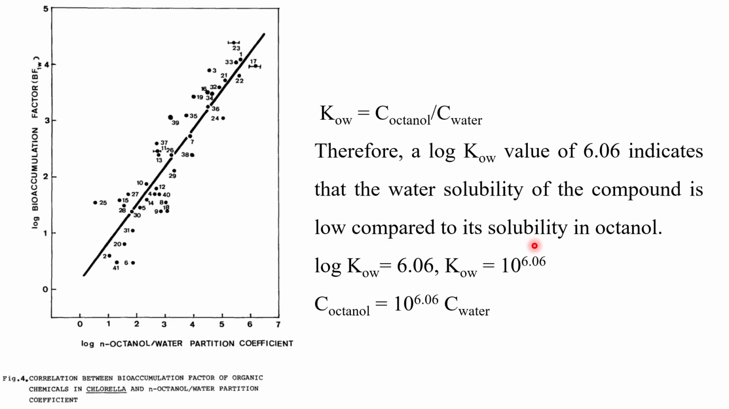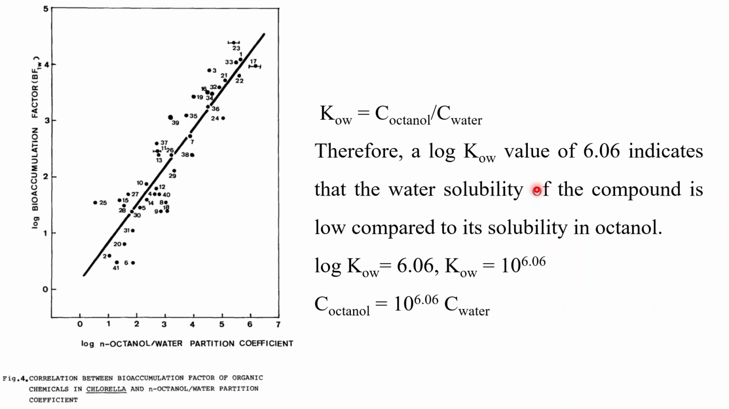And one more thing: what would be the range if it is hydrophobic? It is hydrophobic because it is less soluble in water and more soluble in octanol. That means it is hydrophobic. If it is hydrophilic, then the value will be lower. The concentration in octanol will be lower and the concentration in water will be higher. So the overall value of KOW will be less than 1, you can say. Okay, thank you.